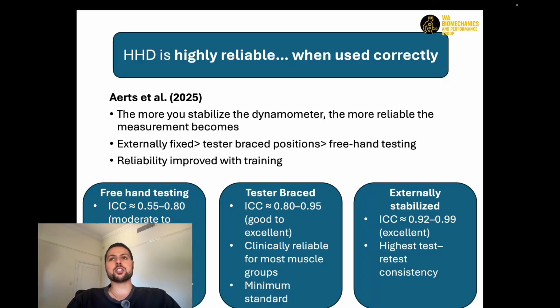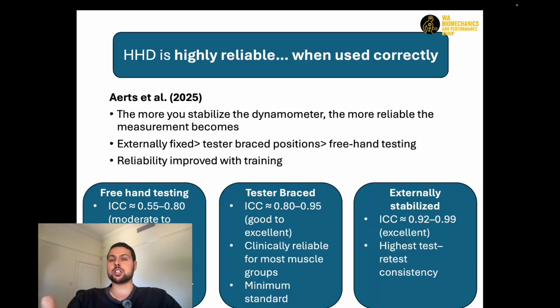And so I think this is the minimal entry point where, if you're going to use the handheld dynamometer, you should really try your best to standardize a tester brace position at least. Okay, because I think this is clinically reliable enough. It's quite quick and easy to set up, and if you get a bunch of measures, you probably can see that error that you are getting. I think that's just the minimum that you should really use.